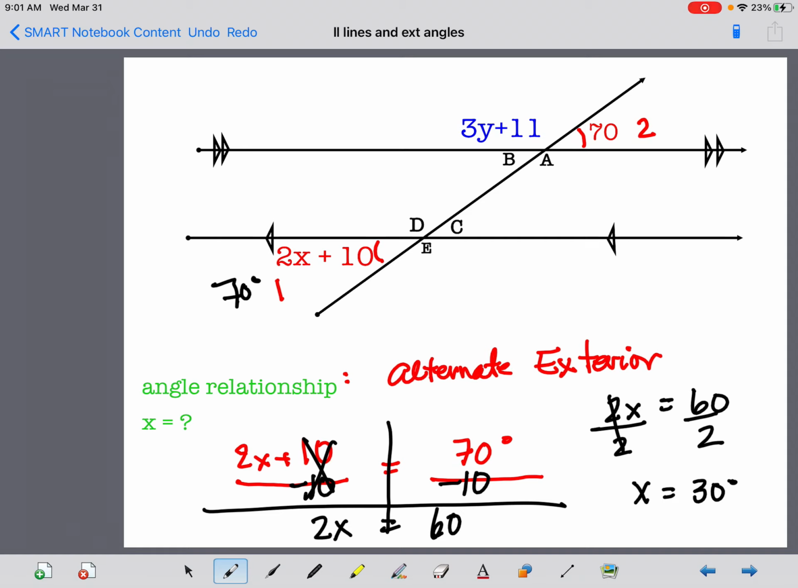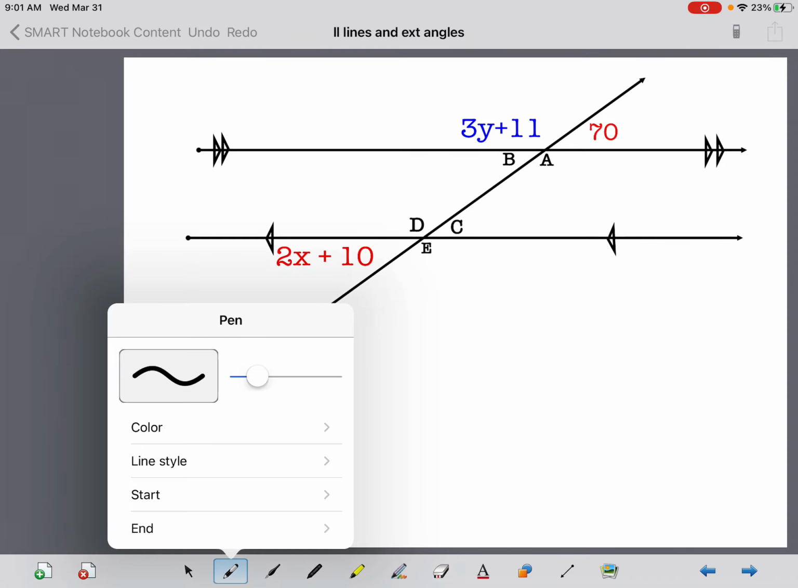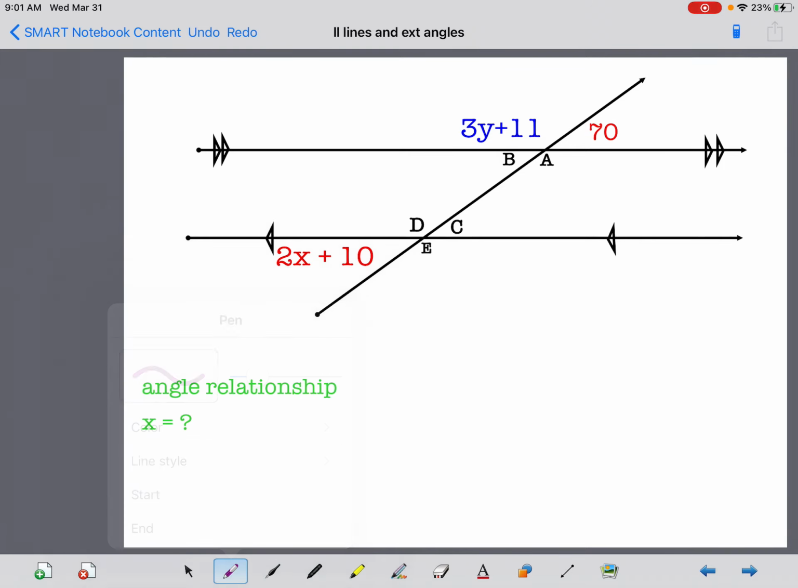All right, so that's kind of how we do it. And I'm just going to use these scenarios in order to help me figure out angle relationships. So I'm going to erase my work here really quick, and I'm going to come back and work with some different angles this time. So now instead of that being angle 1 and angle 2, angle 1 will be this one and angle 2 will be this one.